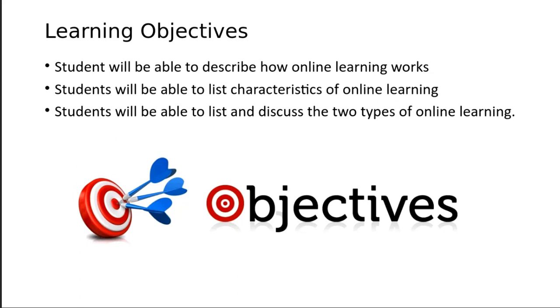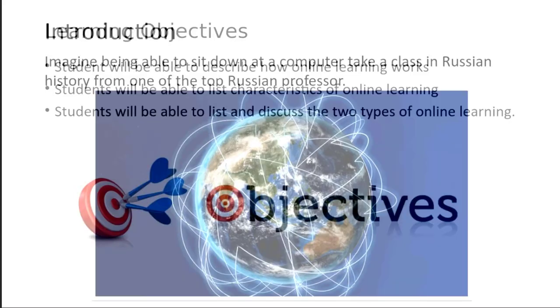So let's talk about the learning objectives. This is what you're going to learn. You're going to be able to describe how online learning works. You're going to be able to list characteristics of online learning, and we're going to discuss two types of online learning.